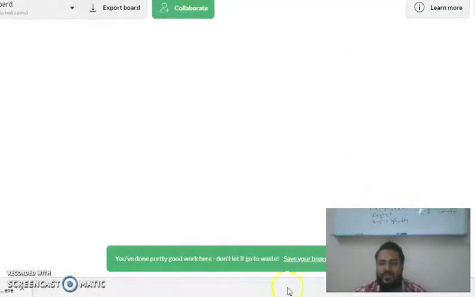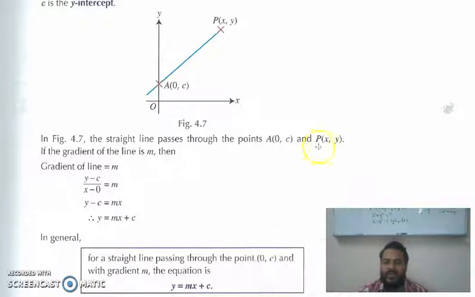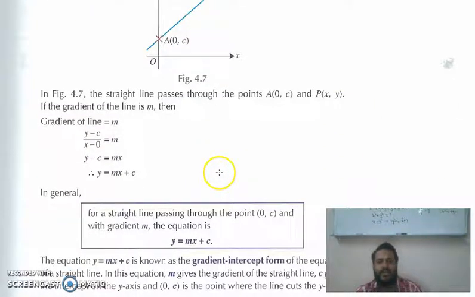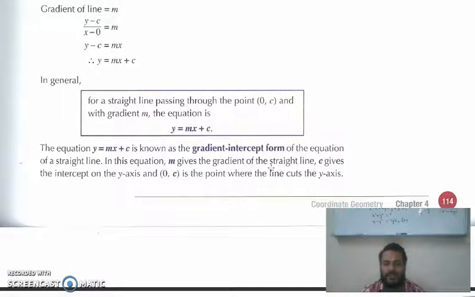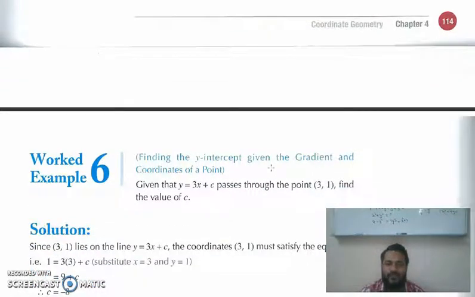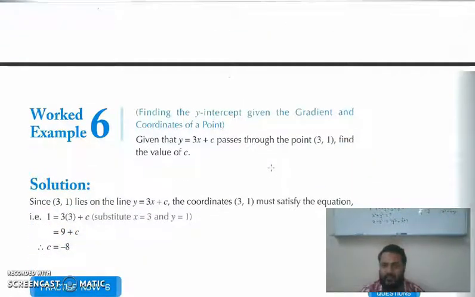So hereafter, any straight line passing through the point 0 comma c, that is y-intercept is c, and the gradient m, is y is equal to mx plus c. We are going to use this rule directly. This is called gradient intercept form, slope and intercept form.